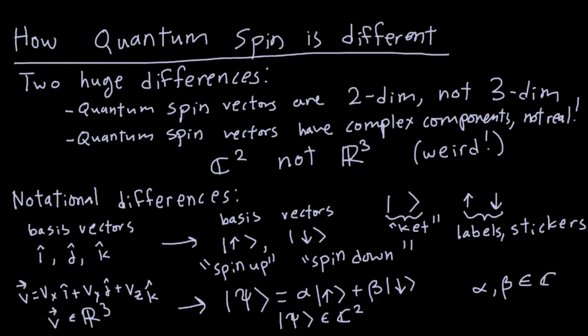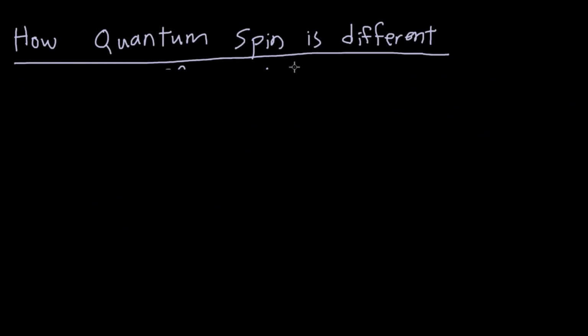The main thing I want you to take away from all this is that even though spin is weird, mathematically speaking, it's actually pretty easy. It's basically just the same thing as regular vectors, except for the fact that they're two-dimensional and they have complex components instead of real components. The math itself is pretty simple. All right, so now I'm going to clear this.